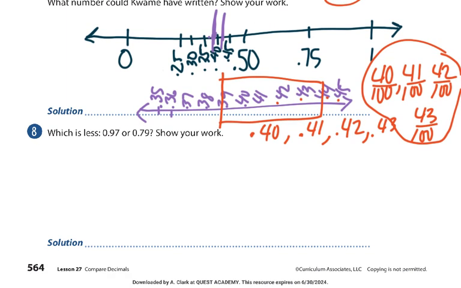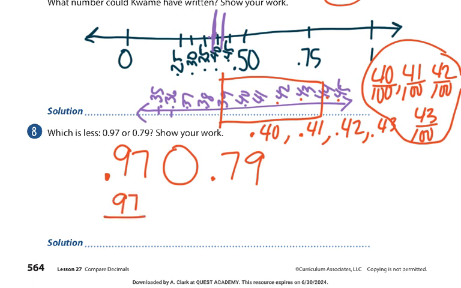Which is less, 0.97 or 0.79? So you're going to draw 0.97, a circle, 0.79. Let's put them in fraction form. Caleb, 97 over what number? Okay. 79 over what number? All right, Freya, do I care about the denominators if they match? No, so I'm just looking at these digits. Is 79 greater than 97 or 97? Yeah.